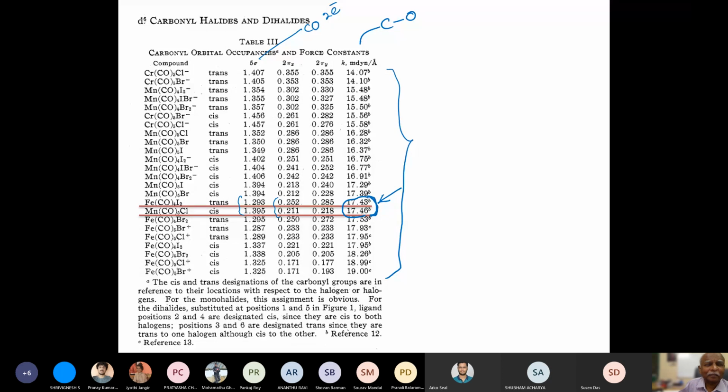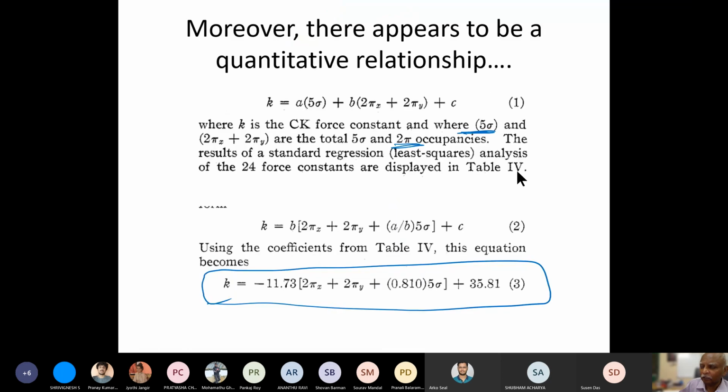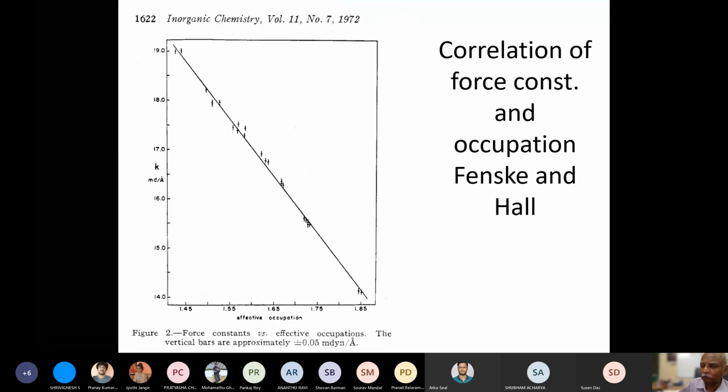That's why I said that example is a bit complicated. If you look at a series of complexes like we are seeing right now, there is a very clear relationship that you can derive for the stretching frequency and the occupancies. Occupancies are calculated. Stretching frequencies are what they observe for these complexes.